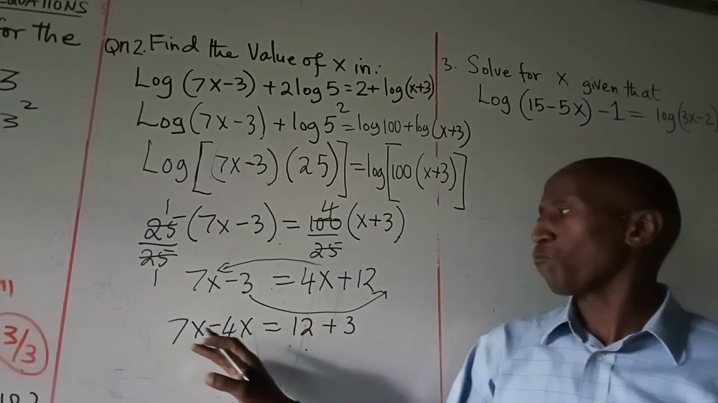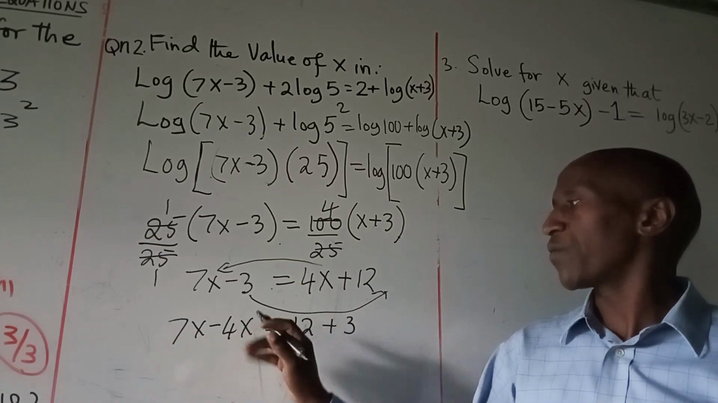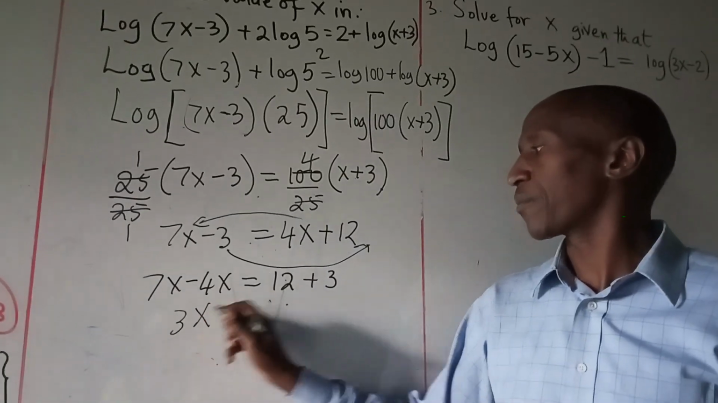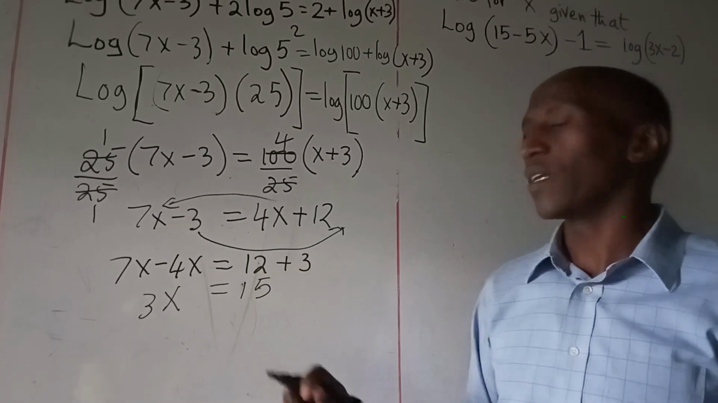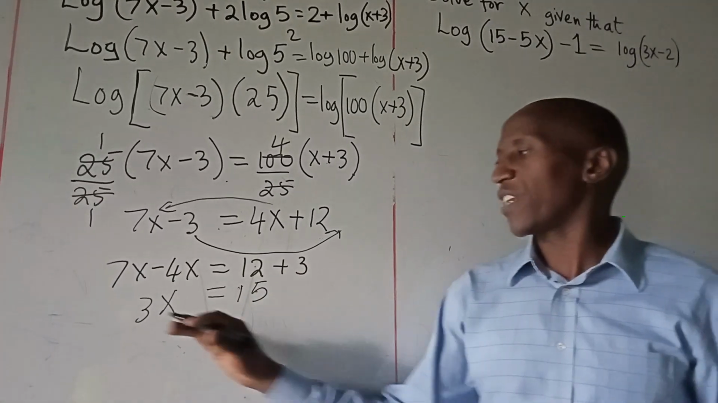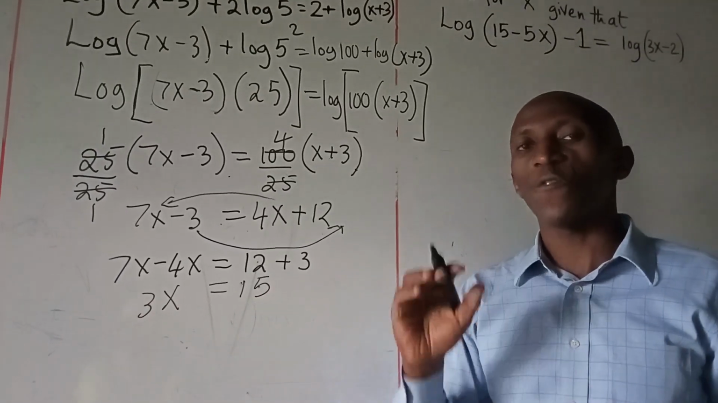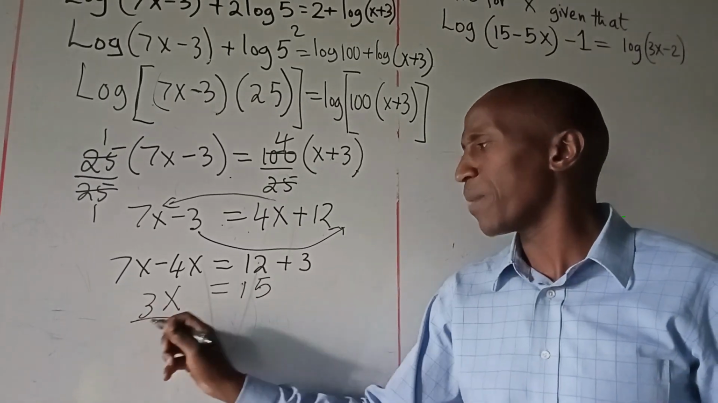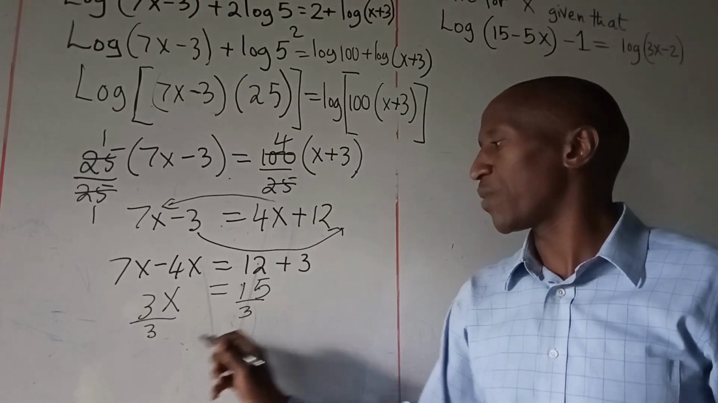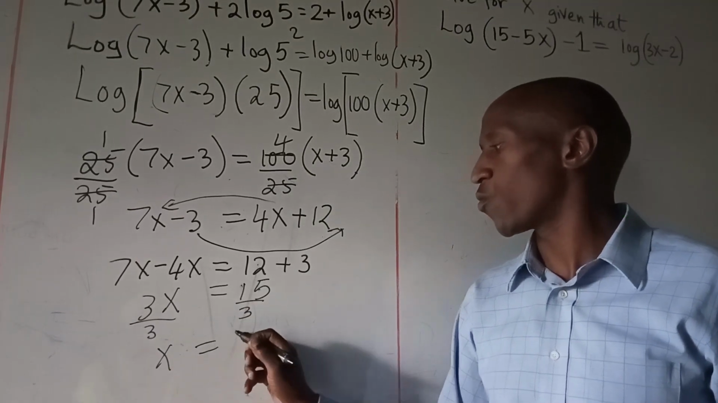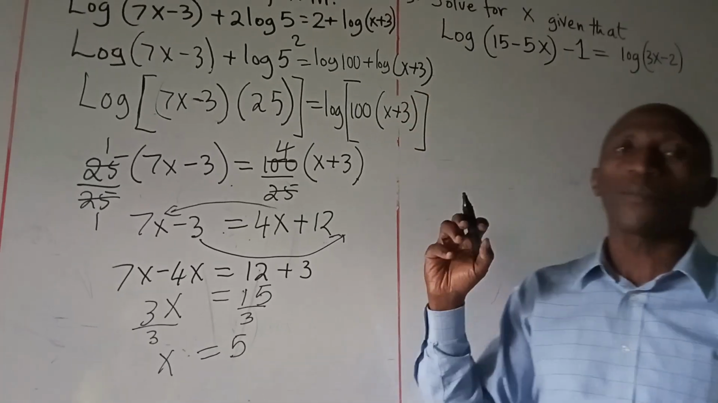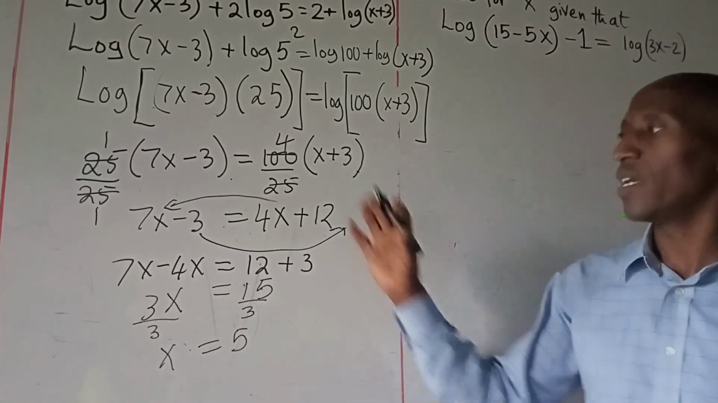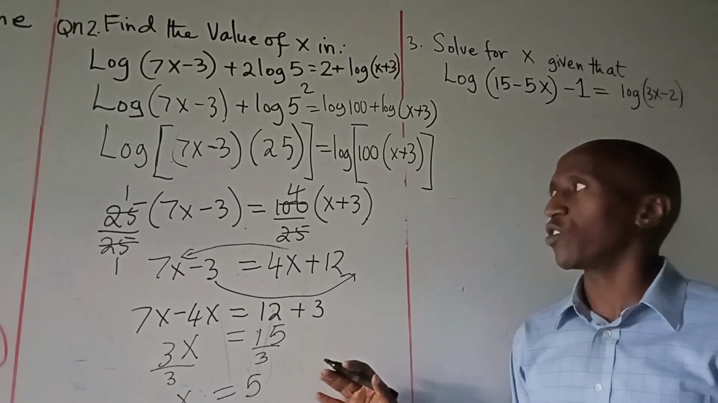What does that give us? 7x minus 4x is 3x, and 12 plus 3 gives you 15. We simplify by dividing by 3, since we want the value of 1x. Divide by 3, and we get that x is equal to 5. That way, we are able to use the rules of logarithms in solving such kind of a question.